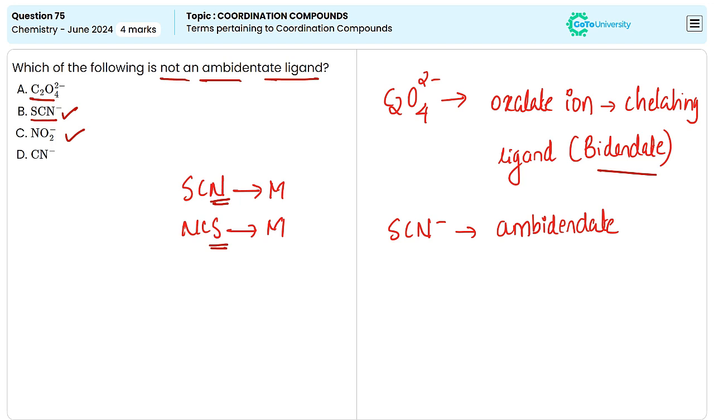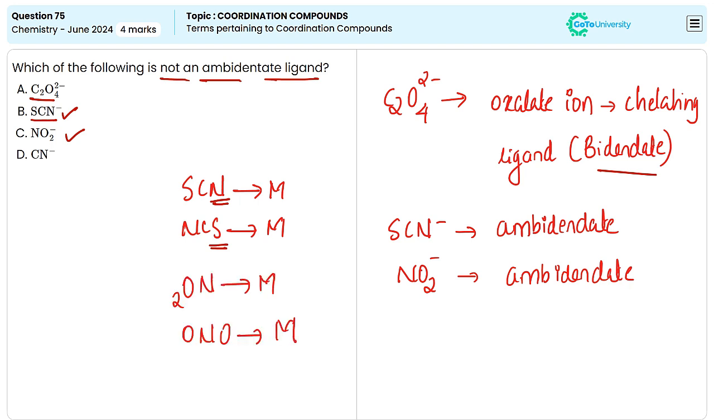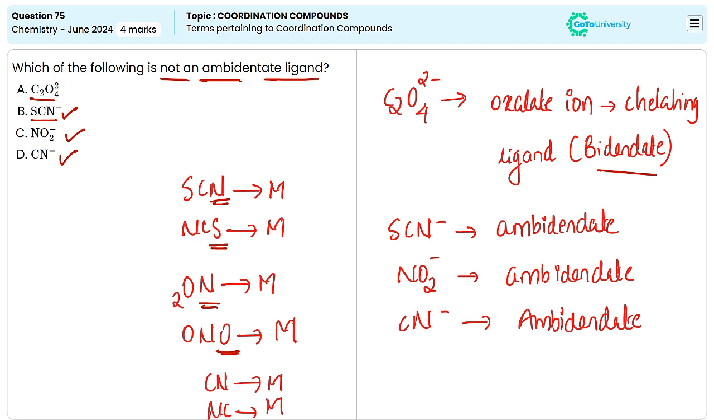The third one is nitro group. This is another type of ambidentate ligand because the donor atoms present in these nitro groups are nitrogen and oxygen. They can use either nitrogen atom or oxygen atom for the bond formation. And the last one is CN minus ion. This is also an ambidentate ligand. Here they can bond to the central metal atom using either nitrogen or carbon atom.